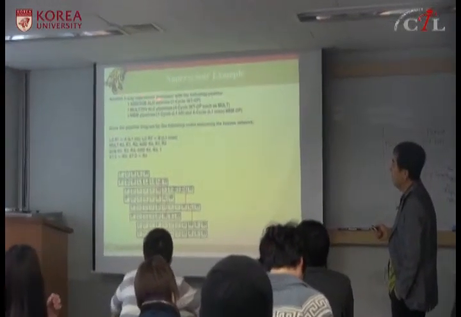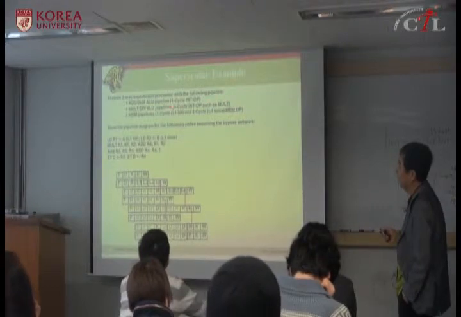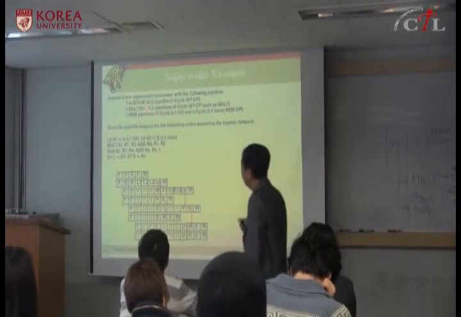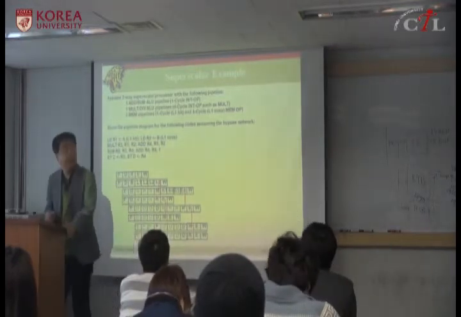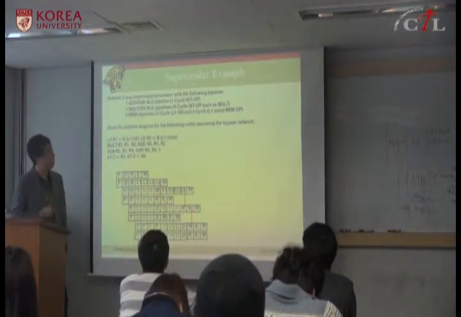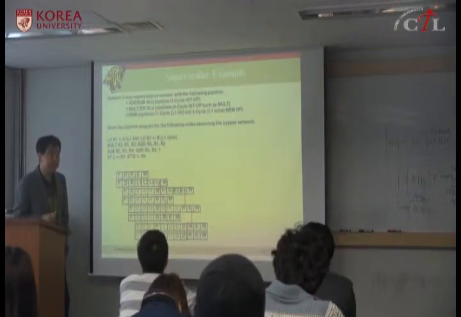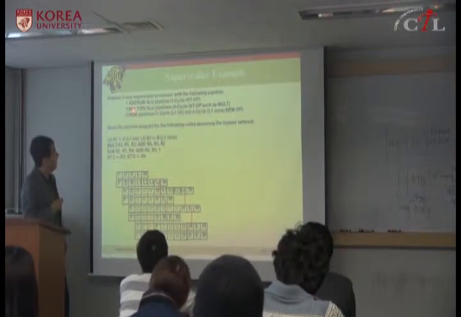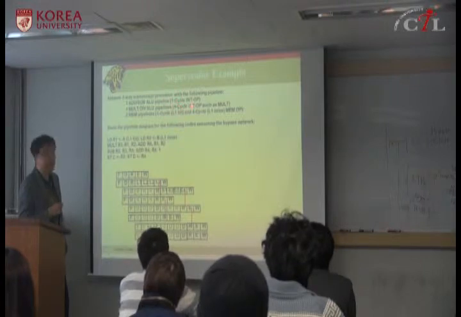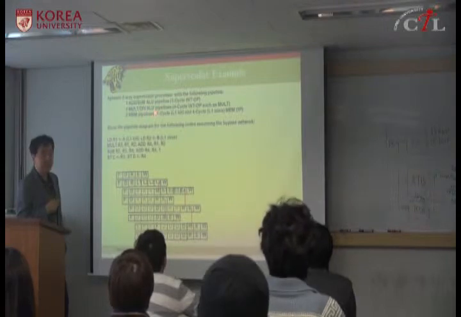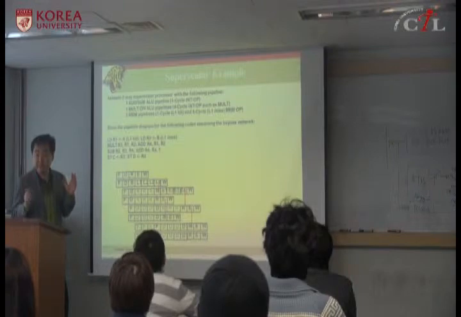Assume 2-way superscalar processor with the following pipeline. So you have one ALU that can do addition or subtraction, and the operational latency is 1 cycle. So it's not pipelined because it takes 1 cycle. Okay? And you have one multiply divider, and this multiply division operation takes 4 cycles. And you have 2 memory pipelines. Even though you haven't studied cache, let's assume that you know your cache.